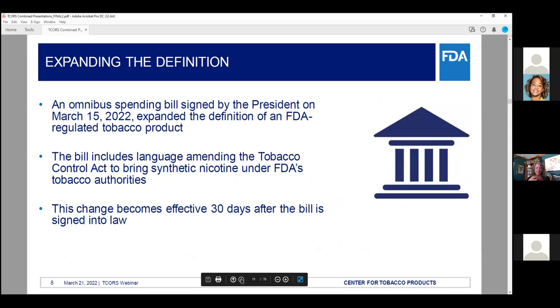Just last week, we expanded the definition of a tobacco product through the president signing a spending bill. This bill includes language that gives the Food and Drug Administration the ability to regulate tobacco products containing nicotine from any source, which includes synthetic nicotine, which I think many folks acknowledge is something of high interest in the field today. So it took the definition of a tobacco product and expanded that to include nicotine from any source. This becomes effective in 30 days. There is some additional information on our website on this, but again, this is very new. It's something we're just getting a handle on, but we've expanded that language through the signing of this bill.